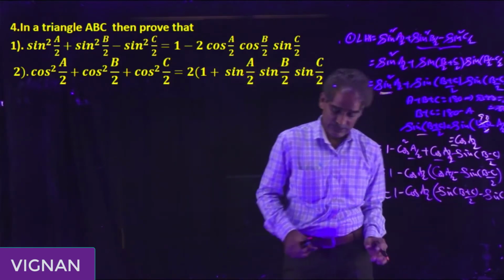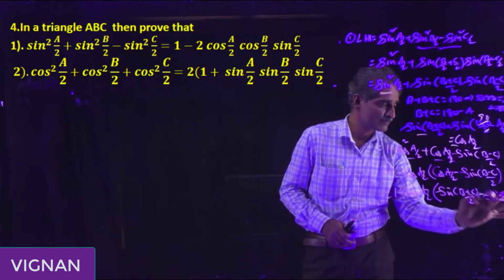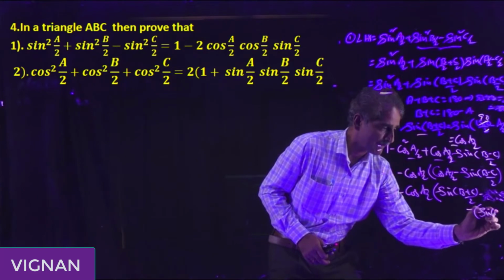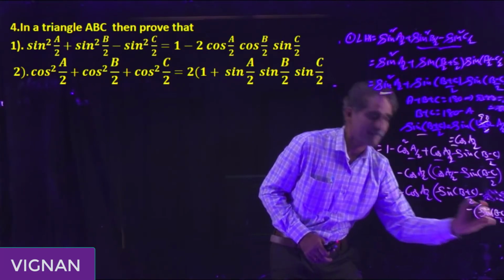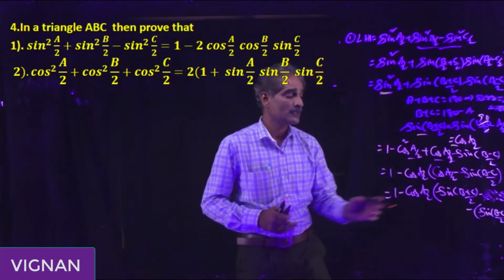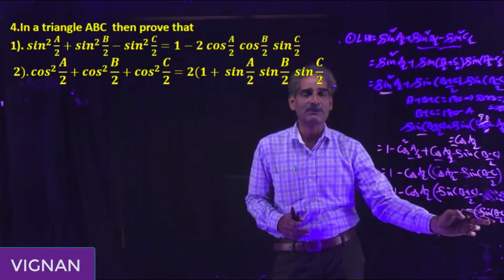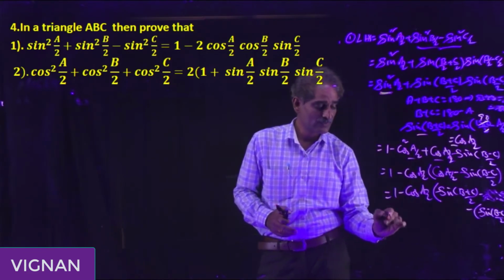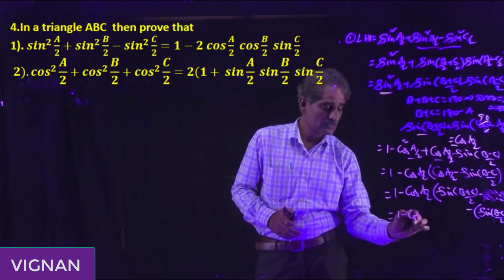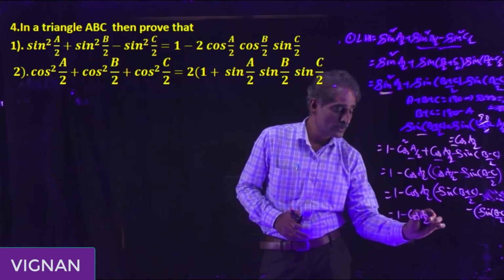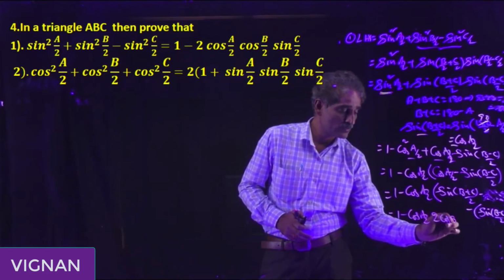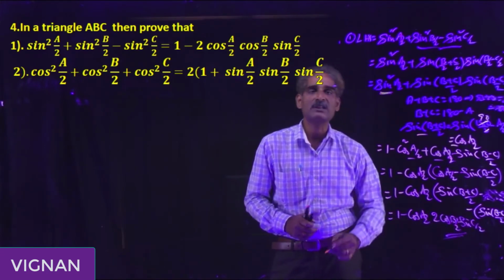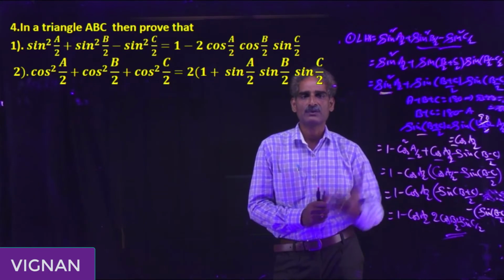Sin of (b minus c) by 2, that means sin of (b minus c) by 2. Sin (b plus c) by 2 minus sin (b minus c) by 2 gives 2 cos a by 2 sin b by 2. That is the answer. 1 minus cos a by 2 into 2 cos b by 2 sin c by 2. This is the formula. This is the result. So verify the answer.